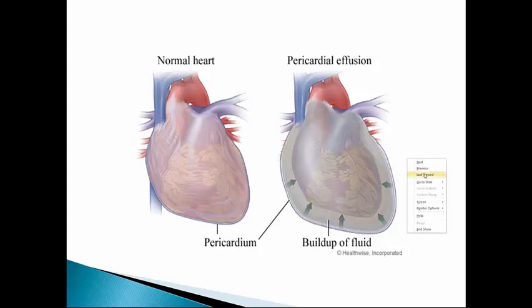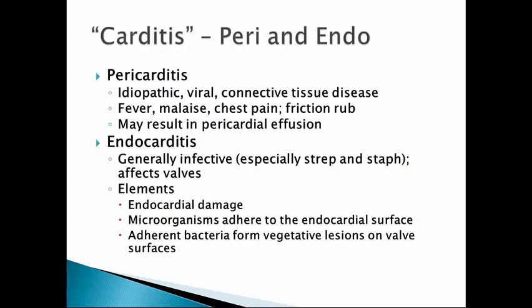Let's go back to the previous slide and talk about endocarditis. Endocarditis is in the inner lining itself, so that inner lining of the heart as opposed to the sac. This is not virtually always, but it is almost always infective, especially staph and strep. So you know then that an endocarditis is usually from an exogenous source as opposed to an endogenous source. The biggest thing we worry about with endocarditis is that this will affect the heart valves.